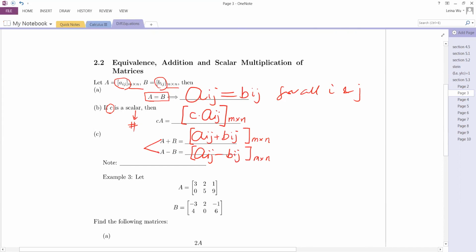What do we need to pay attention to when we are doing all these operations? Making sure they have the same size. Correct. So A and B need to be the same size for equivalence and for addition and subtraction. For scalar multiplication, they don't have to.